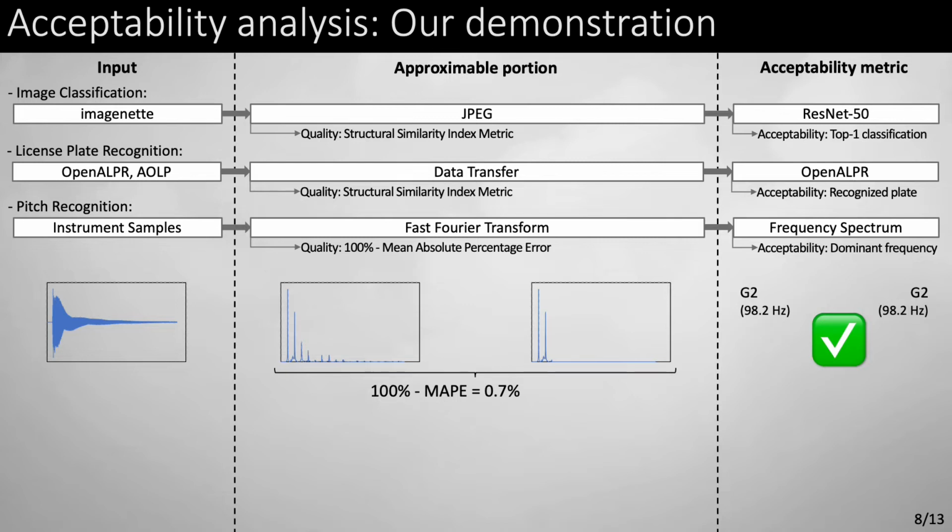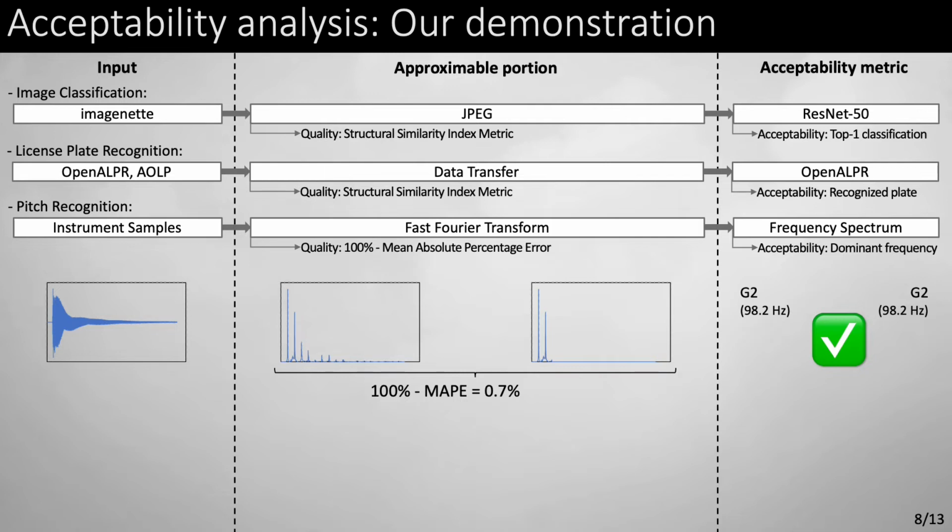The final scenario is pitch recognition. We use the fast Fourier transform to recognize the pitch of more than 2,500 instrument samples. Quality is the complement of the mean absolute percentage error for each of the complex values in the frequency domain. Here, the pitch is the dominant frequency in the spectrum. This first example is a cello playing G2, which sounds like this.